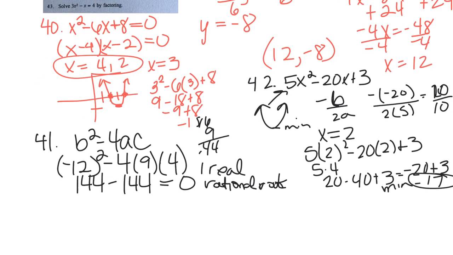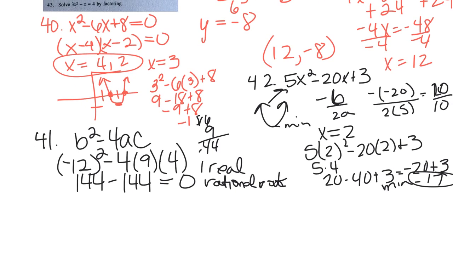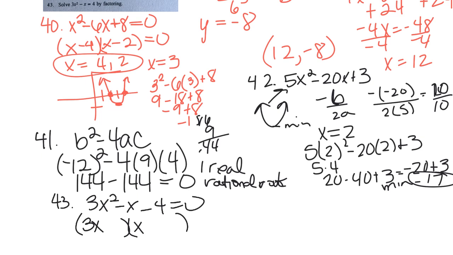And let's see, the last one, number 43, the last one on this page is 3x squared minus x minus 4 equals 0. I moved that to the other side, so it's all on one side. Use my guess and check strategies. I have 3x and x. That's the only way to get 3, is 3 times 1. So I have the options of 2 times 2 or 4 times 1.